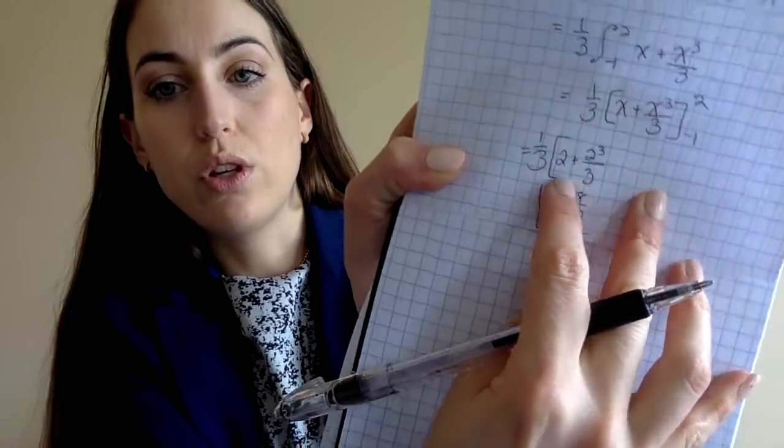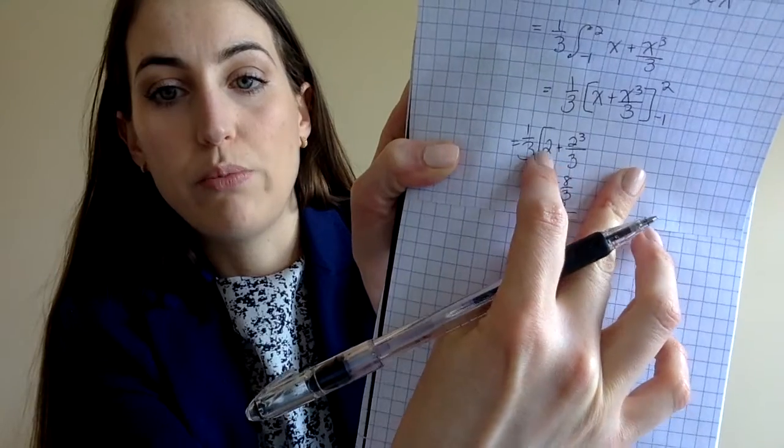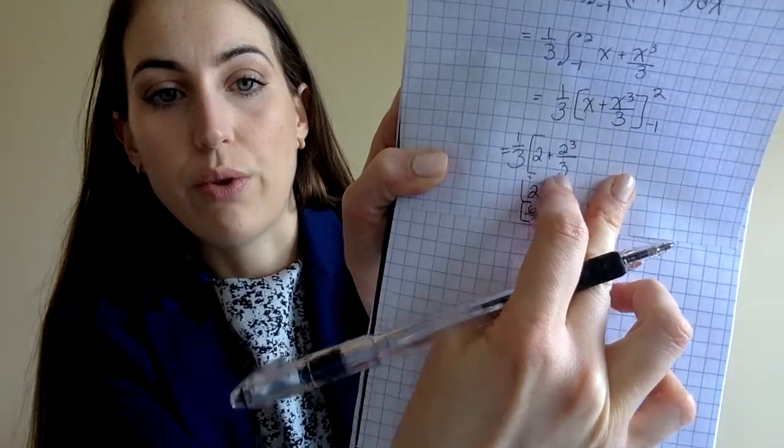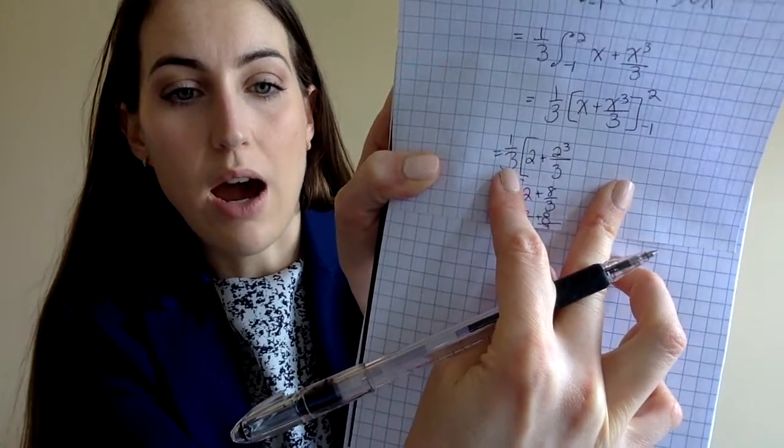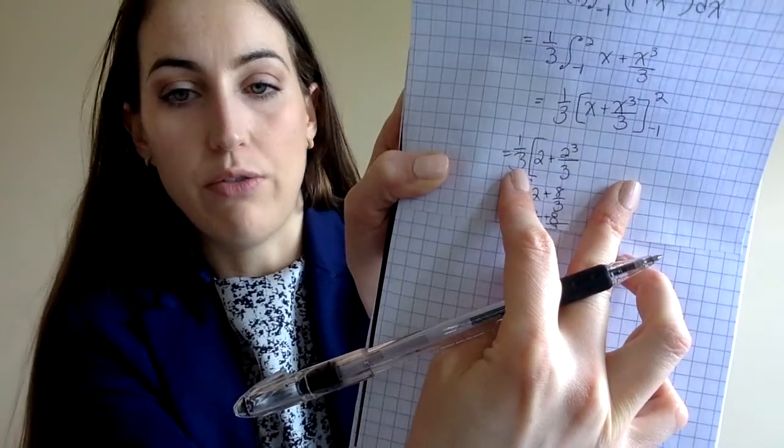Running out of space here. Okay, so 2 plus 2 cubed. I started with just the 2. So 2 plus 2 cubed over 3. And you could also distribute the 1/3 now, or you could just keep it and do it at the end when you find both. Either way works.